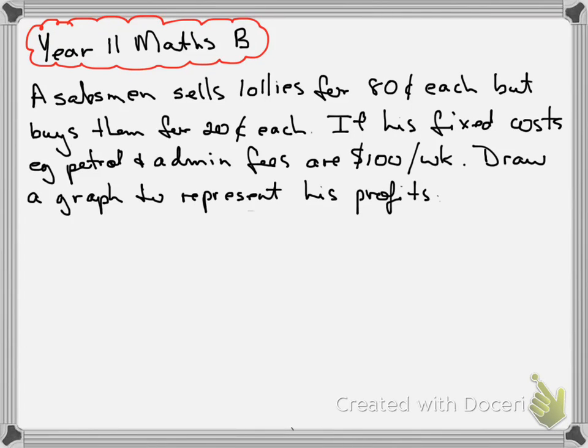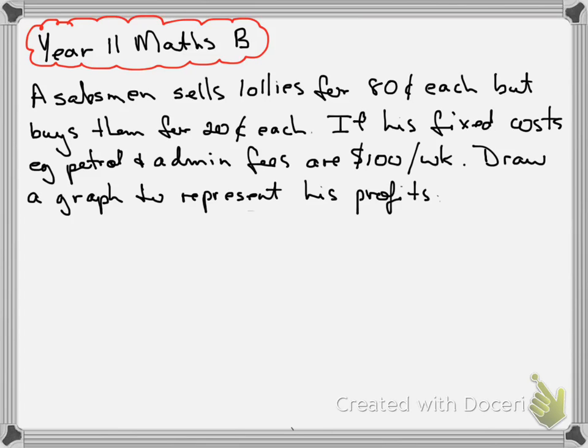Okay, now you can see that I've got a question up here, and it says a salesman sells lollies for 80 cents each but buys them for 20 cents each. If his fixed costs, for example petrol and admin fees, are $100 per week, which means if he sells nothing, he's still going to have to pay $100 a week. Draw a graph to represent his profits.